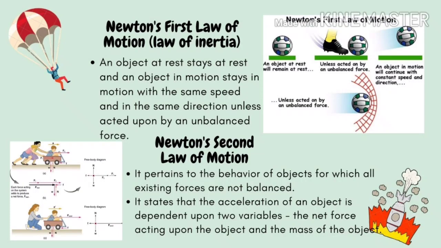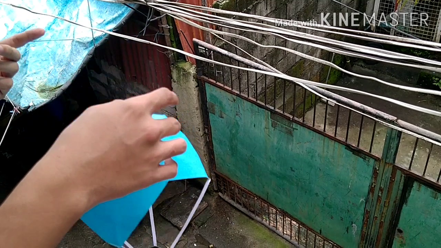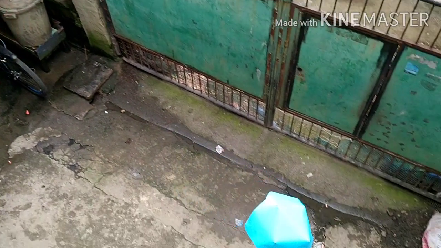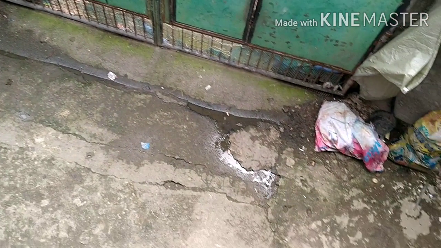The second law of motion discusses the acceleration of an object. This is an example of the second law of motion in this activity. The velocity of the object is entirely dependent on how the person is positioning themselves and whether or not the parachute has been deployed.